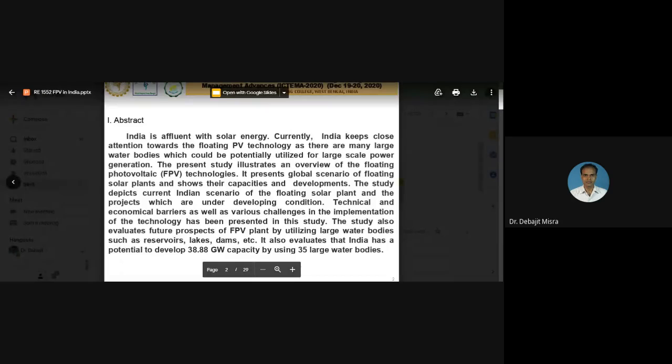And within this, around 30 gigawatt will be generated from floating solar photovoltaic plants and wind power. Thus, India keeps close attention toward floating PV technology, as there are many large water bodies which could potentially be utilized for large power generation.